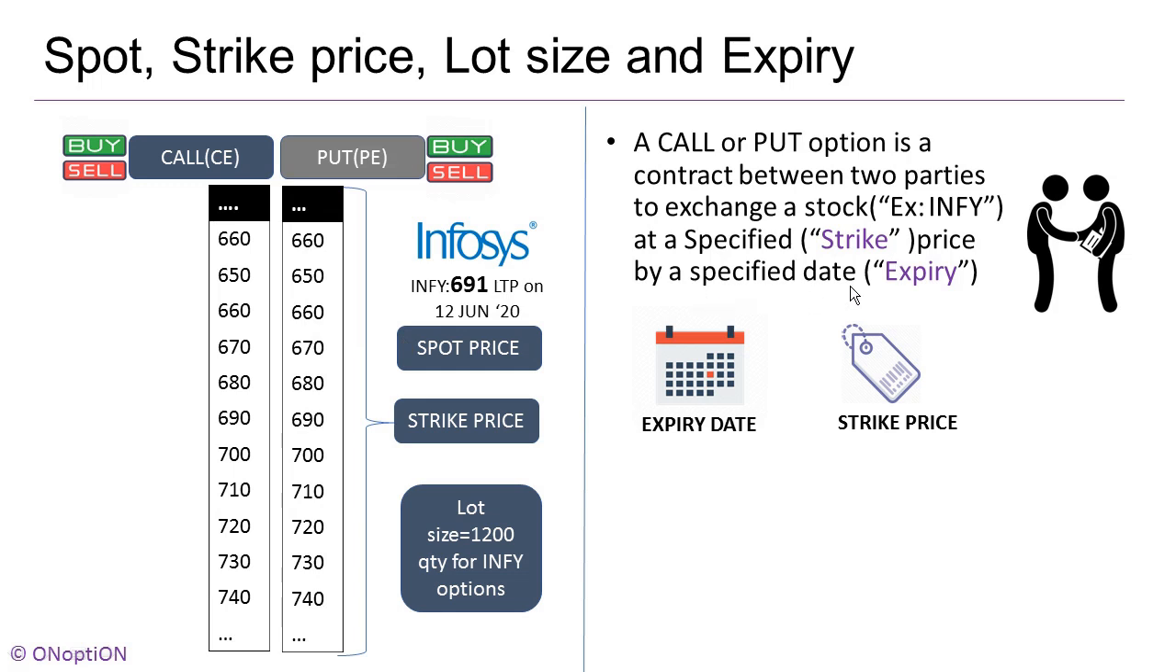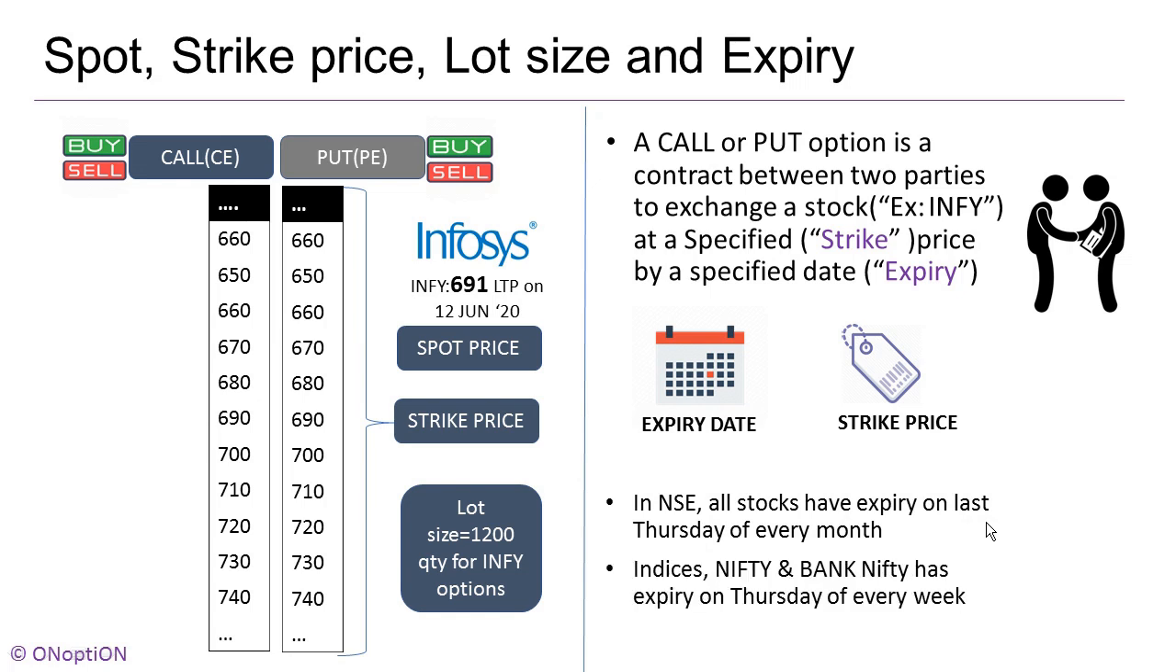What is expiry? When you buy a stock, you can keep it as long as you want and as long as it is being traded on an exchange. But in the case of options, you cannot do the same. Options contracts have a defined end date, that is known as an expiry date. For example, in National Stock Exchange, all stocks have expiry on the last Thursday of every month. If you take the Nifty or Bank Nifty index, they have expiry on Thursday of every week.